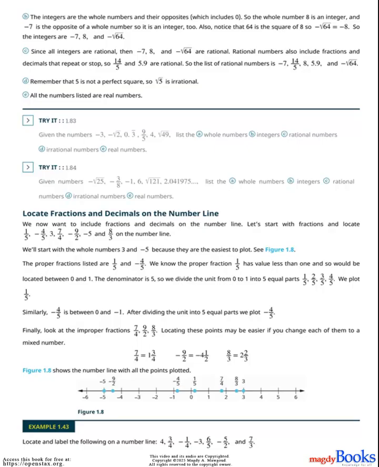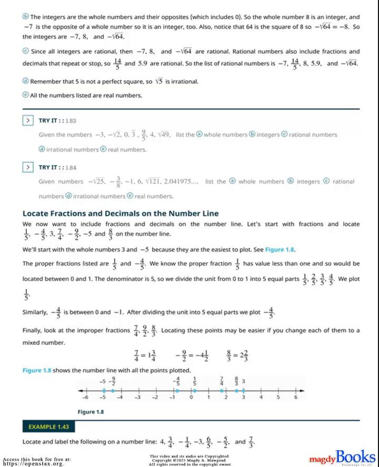So the list of rational numbers is -7, 14/5, 8, 5.9, and negative square root of 64. D. Remember that 5 is not a perfect square, so the square root of 5 is irrational. E. All the numbers listed are real numbers.